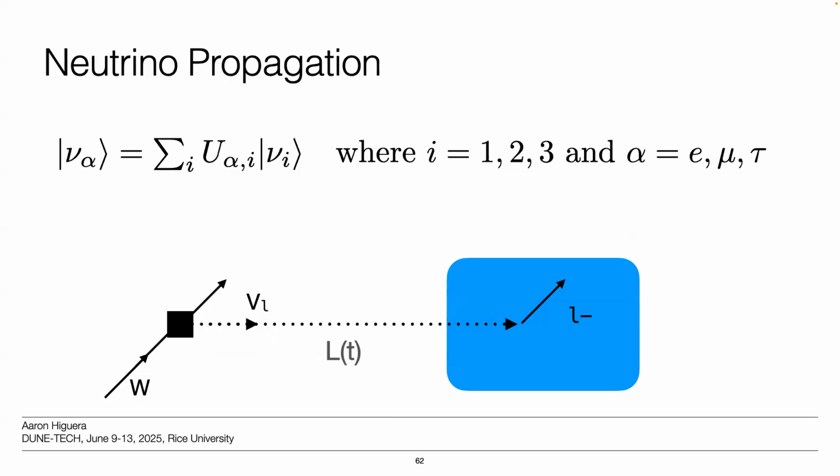So now, what does time do to these particles? We know that we can represent a flavor by this superposition, and these are related to the mass eigenstates. These are our source, and the neutrinos are going to travel a distance L or a time t.